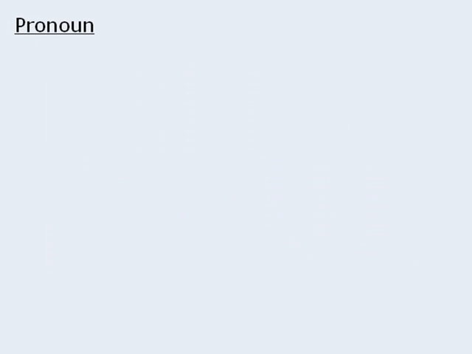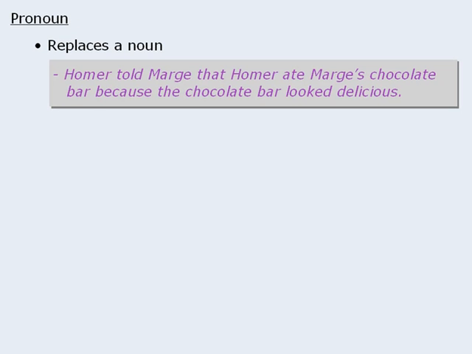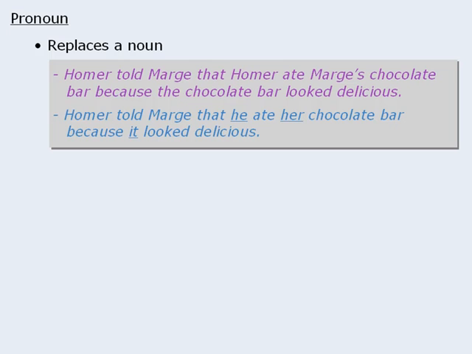Now, a pronoun is a generic word that we can use in place of a noun in order to make sentences less cumbersome and less repetitive. For example, take this awful sentence. "Homer told Marge that Homer ate Marge's chocolate bar because the chocolate bar looked delicious." By replacing several of the nouns with pronouns, we get a much more readable sentence. "Homer told Marge that he ate her chocolate bar because it looked delicious."